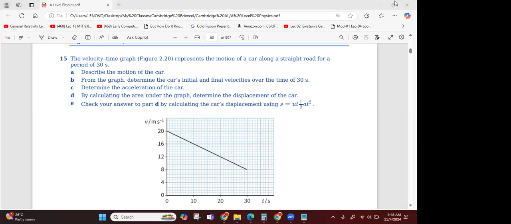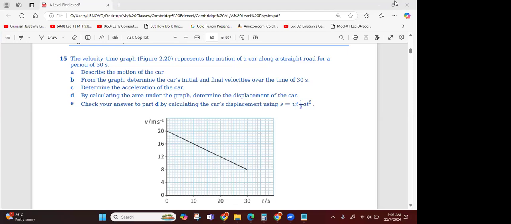It's decelerating. Yeah, deceleration, but if you just say deceleration, it's not complete. You can see it's a straight line of constant gradient. You have to say constant deceleration, then it's complete. So the velocity is decreasing at a constant rate. So we can say the car has constant deceleration. If you just write that, it's fully correct.